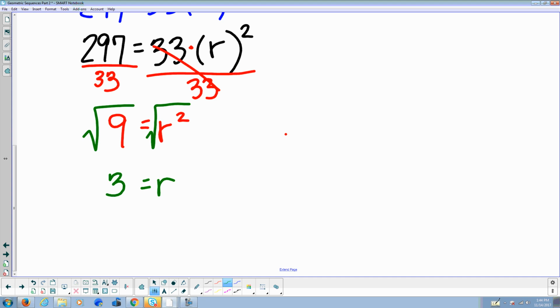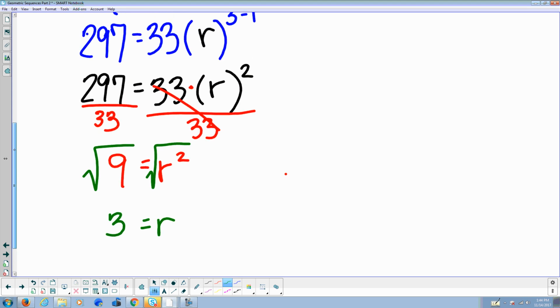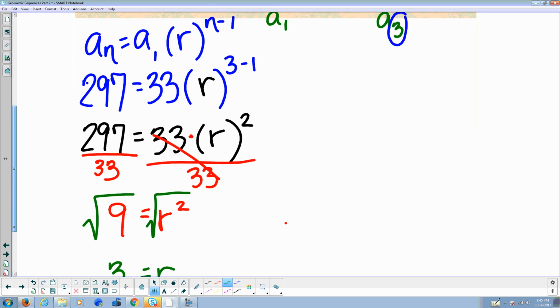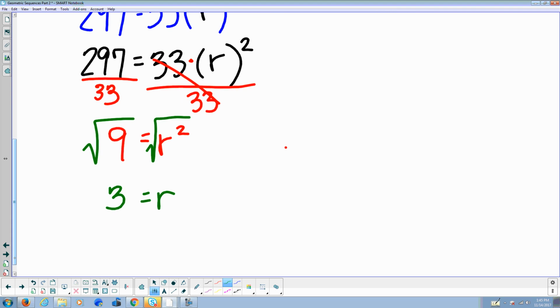However, I do know that in geometric sequences, if R is a positive number, I'm going to have positive, positive, positive here because all the terms of the sequence would have the same sign as A1. But if R happened to be negative, then the signs would alternate: positive, negative, positive. And since the second term is unknown, we could actually have a positive or a negative term here. We don't know if R is positive or negative.